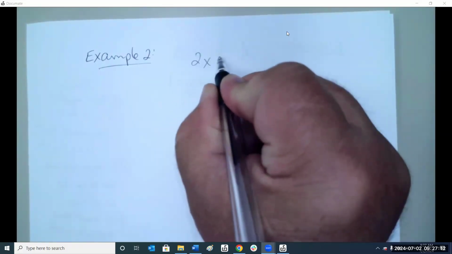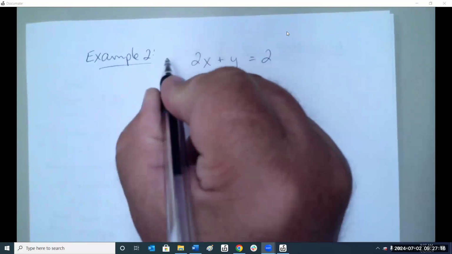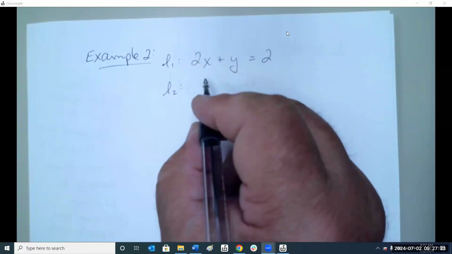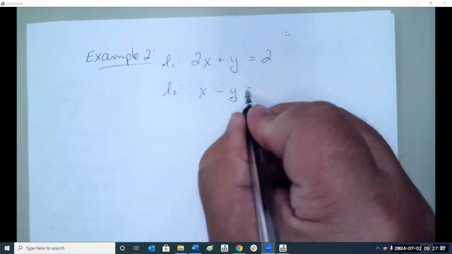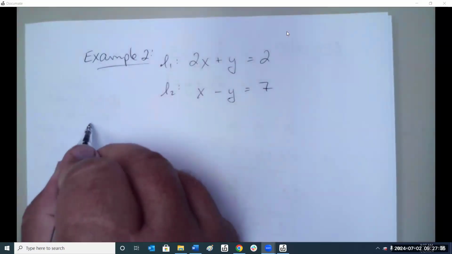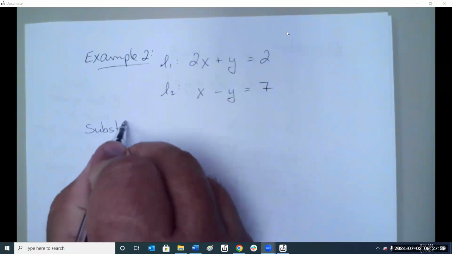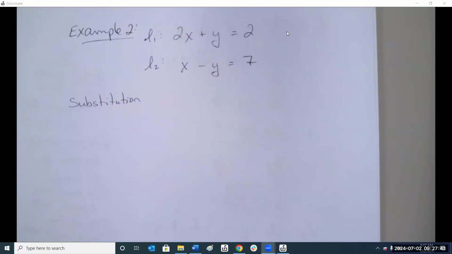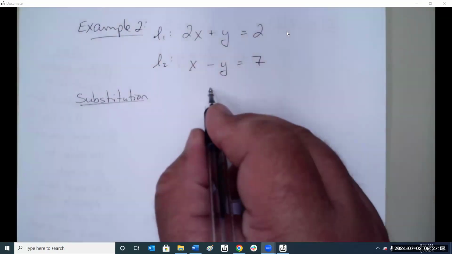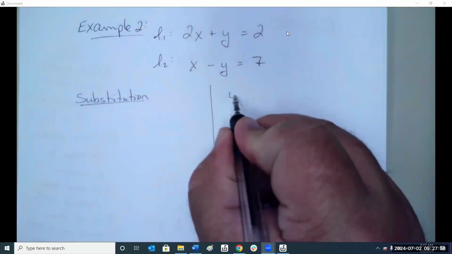Example two, or which. We'll use 2x plus y equals 2. That's line one. And line two is x minus y equals 7. First method is substitution. Actually, we could do them both next to each other. And then this side here will be elimination.